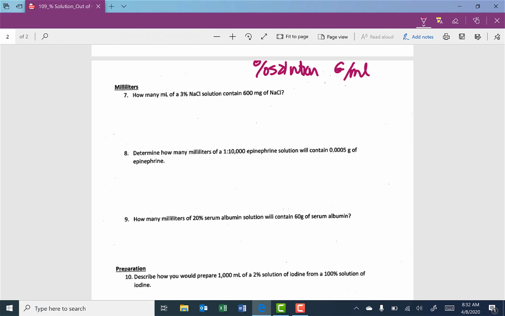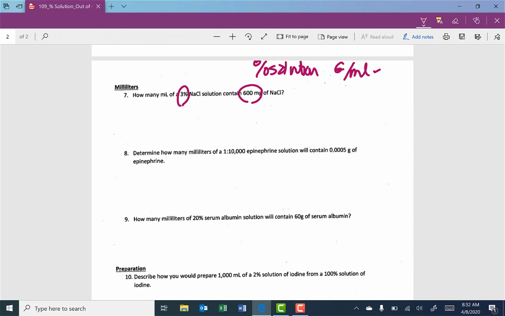So we have in number 7, how many milliliters of a 3% sodium chloride solution contains 600 milligrams of NaCl. So notice what they gave us. They gave us the percent, and they gave us the milligrams, but they did not give us the milliliters. And this one works a little bit backwards from the ones we've done already. These are the ones I like the least because they work a little backwards.